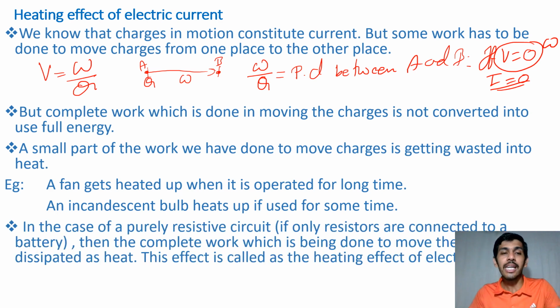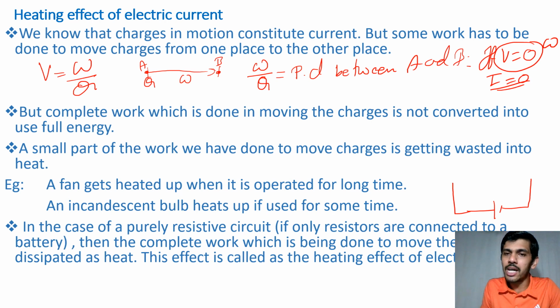So in the case of a purely resistive circuit, that means if only resistors are connected to a battery, what happens? Let us assume the circuit is like this. Say this is a battery, positive and negative. There is no fan or bulb or anything else. There are only resistors which are connected, that is R. This is the potential difference, positive and negative. The current flows in this particular direction.